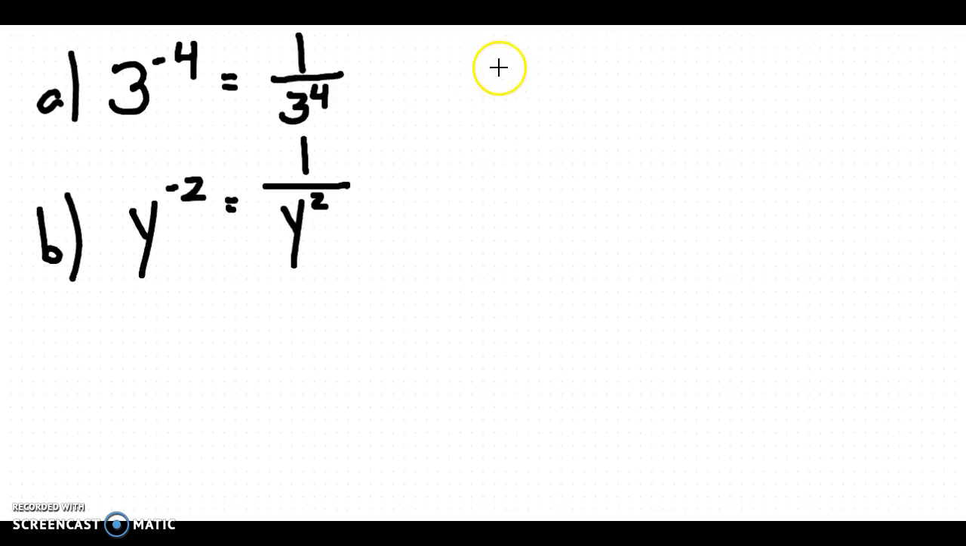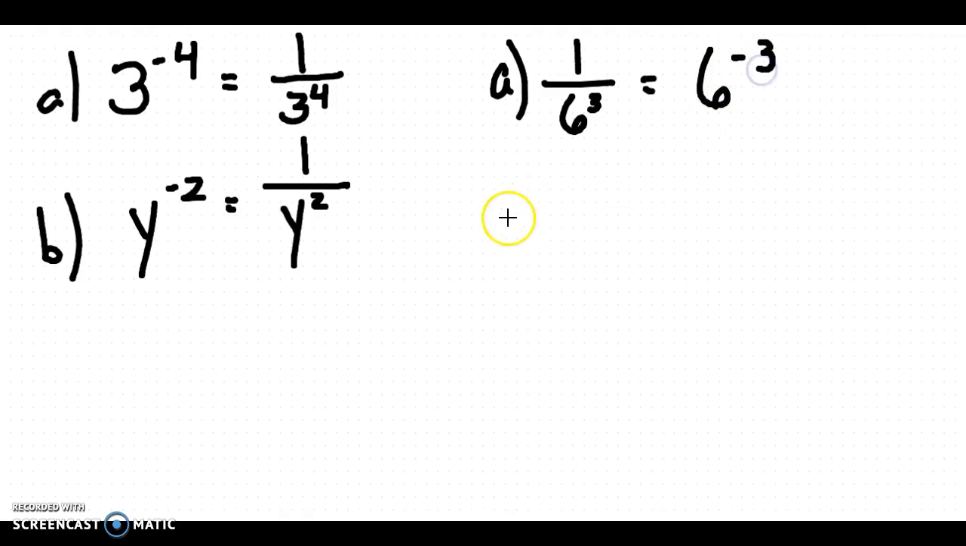Okay, so that was part 1 there. Now we want to write each fraction, we want to do the reverse. If you have 1 over 6 to the third, write that as a negative exponent. Well, we would write that as 6 to the negative third power.